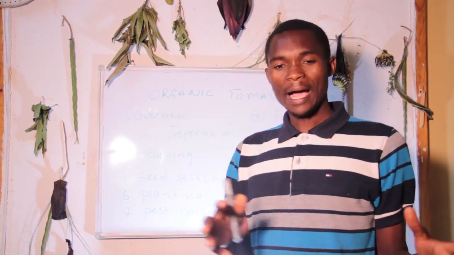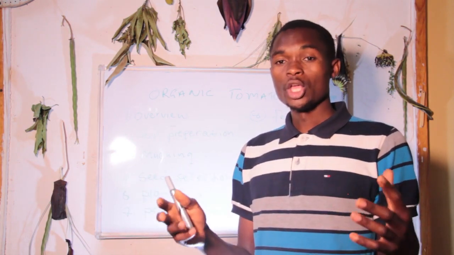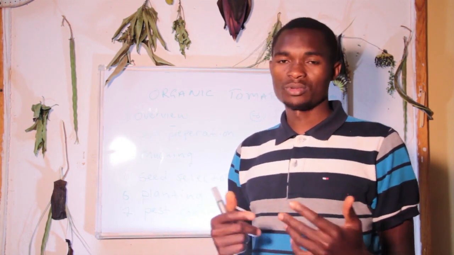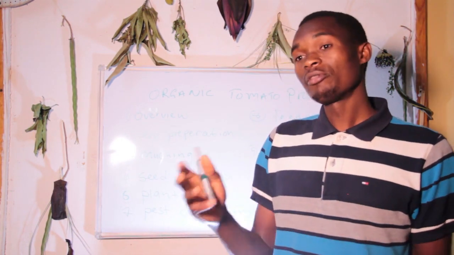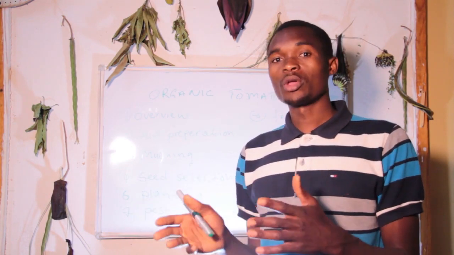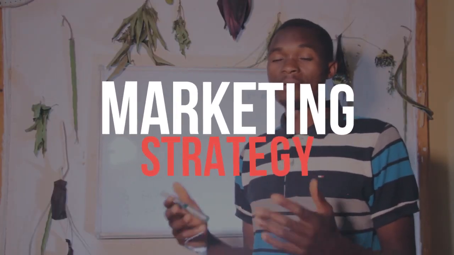So when you have an overview of the crop you are growing, you will know how you are supposed to grow it and how you're supposed to take care of it. Before you think of planting your tomatoes, especially when you are growing them organically, the first thing you should have in mind is that you should find a market.